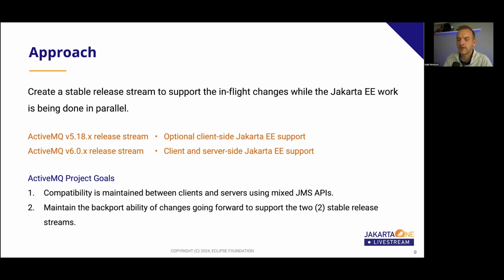Additionally, we wanted to have some key project goals. While these two release streams are going, we want to make sure compatibility is maintained between clients and servers, even if they have a mix of the non-Jakarta, javax JMS, and the Jakarta JMS. So you could use a 5.17 ActiveMQ jar and talk to a 6.0 broker or vice versa. You could use a newer jar and talk to an older broker.